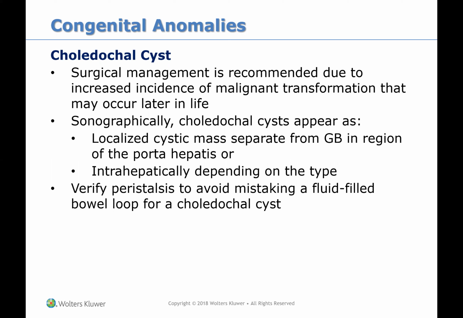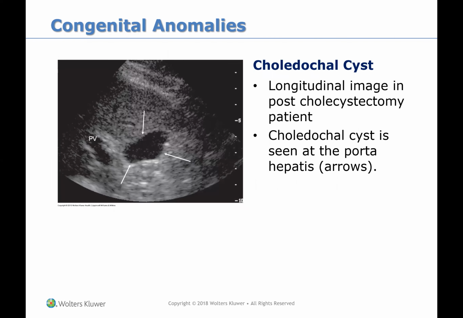So what it looks like on a sonogram is a localized cystic mass separate from the gallbladder in the region of the porta hepatis or intrahepatically, depending on the type. So this is not by the gallbladder, but there's a cystic mass right here with the arrows. It's called a choledochal cyst, and this is after a cholecystectomy, so we know that it's not the gallbladder.